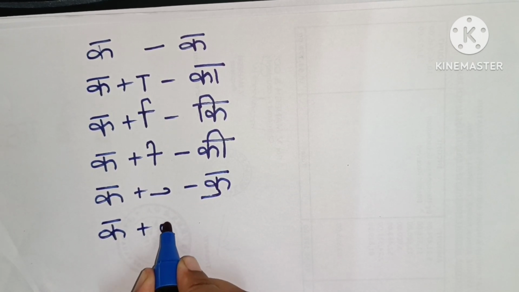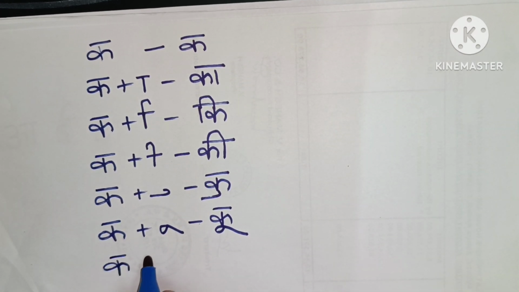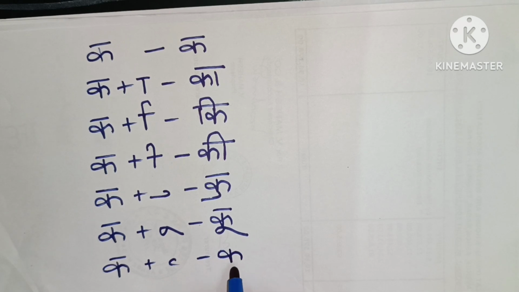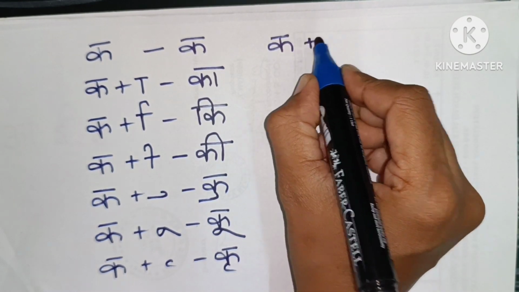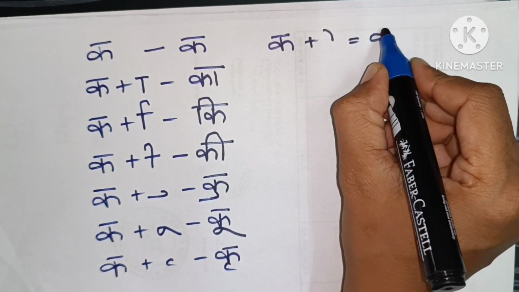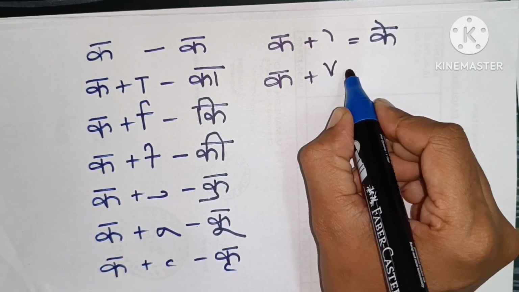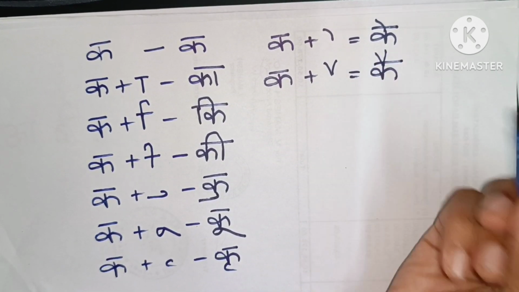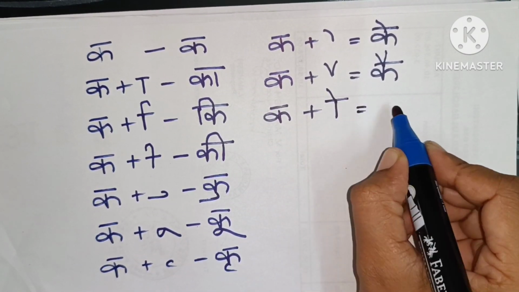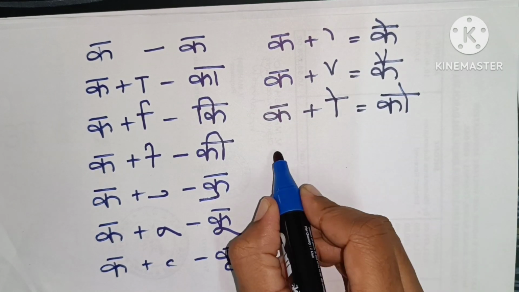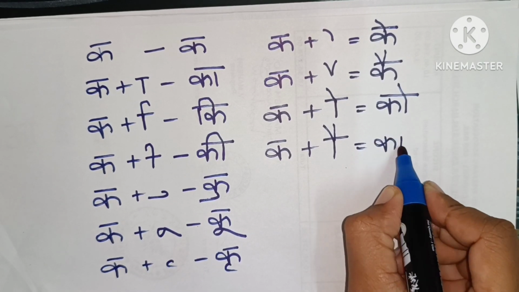Ka plus Oo ki matra is Koo. Ka plus Ri ki matra is Kri. Ka plus E ki matra is Ke. Ka plus Ai ki matra is Kai. Ka plus O ki matra is Ko. Ka plus Au ki matra is Kau.